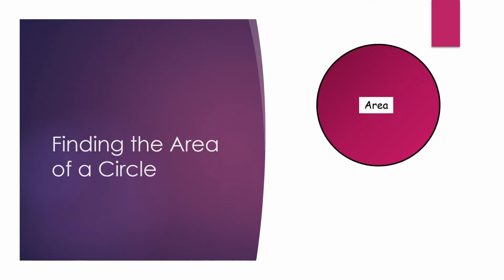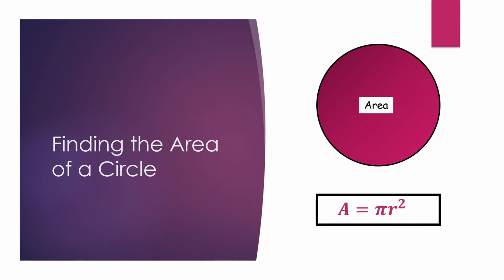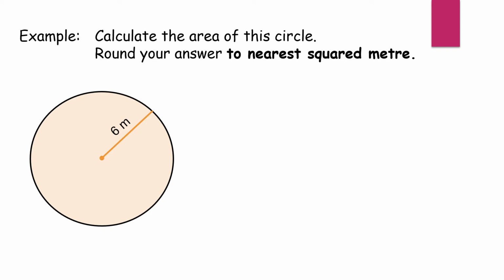So just like in the previous video, when we could use the C equals pi d formula to work out the circumference of the circle, we're going to use our A equals pi r squared formula to work out the area of a circle. So the first example, we're asked to calculate the area of this circle, and we want to round our answer to the nearest squared meter. And you can see we've got our circle, and we've got a radius marked on of 6 meters in length.